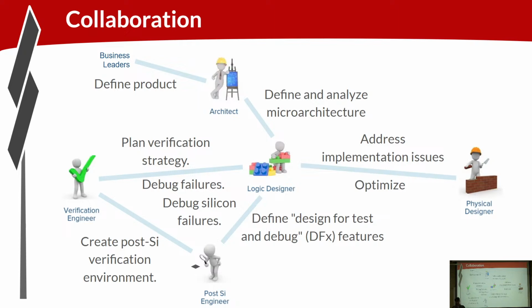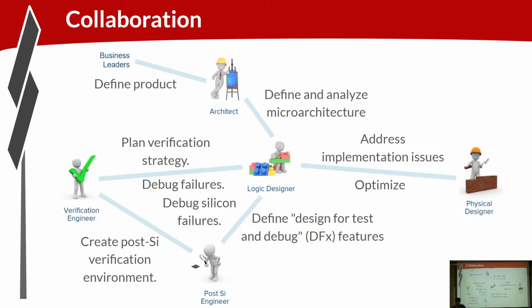So, as I said, all these different roles, the engineers are all working together. It's a highly collaborative process. At least it should be. If it's not, you'll never get silicon out the door. So how are these groups working together?